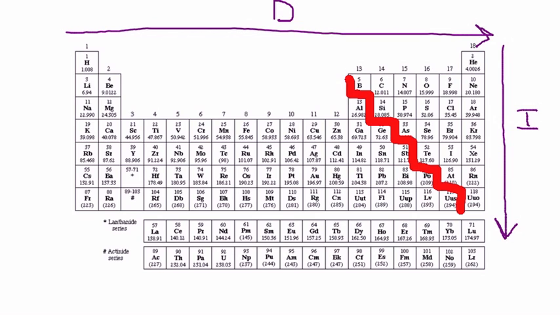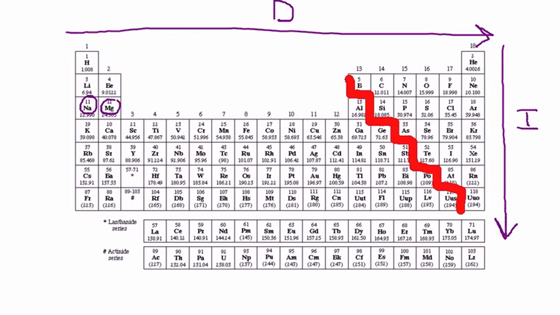For example, sodium and magnesium. Sodium only needs to lose one electron to have a noble gas configuration or a full octet, whereas magnesium needs to lose 2 electrons to have this configuration. So, because sodium is only losing 1 electron, it would make sense that it would be bigger than magnesium, which needs to lose 2 electrons.